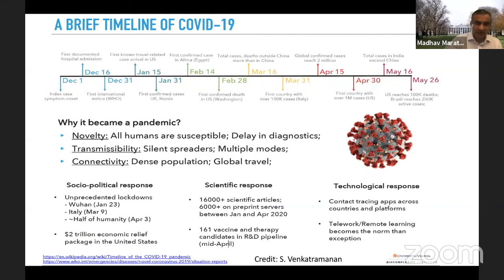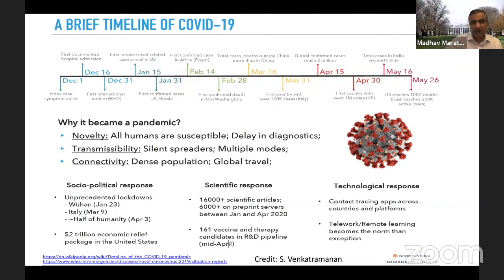And why did this become a pandemic? As it happens with other diseases, this is a novel virus as far as humans are concerned, so everyone is susceptible. There are very interesting modes of transmission for this virus, including the fact that folks can be transmitting the disease but might be asymptomatic.